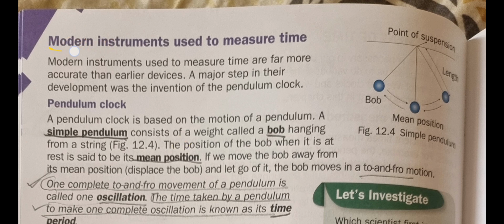Now we will see modern instruments used to measure time. Modern instruments used to measure time are far more accurate than earlier devices. A major step in early development was the invention of the pendulum clock. You can see here the mean position of a simple pendulum, and this is called the bob.